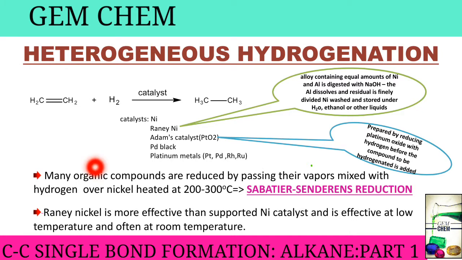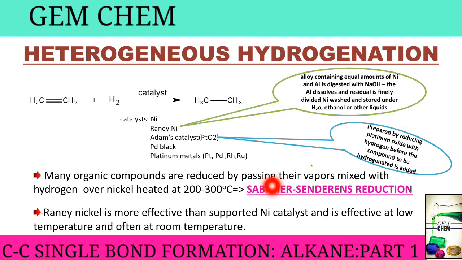Now, many organic compounds are reduced by passing their vapors mixed with hydrogen over nickel heated at 200 to 300 degrees Celsius. This method is known as Sabatier-Senderens reduction. Raney nickel is more effective than supported nickel catalyst and is effective at lower temperatures and often at room temperature.